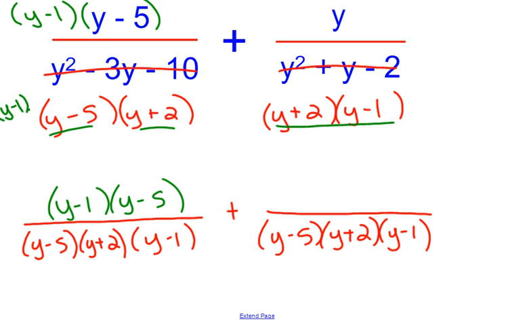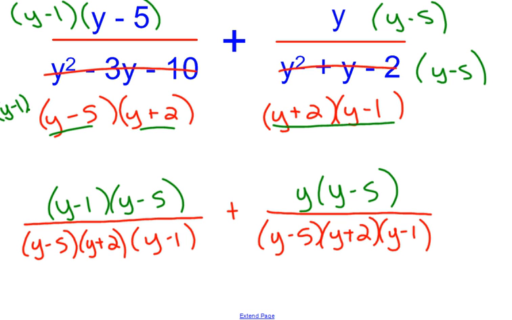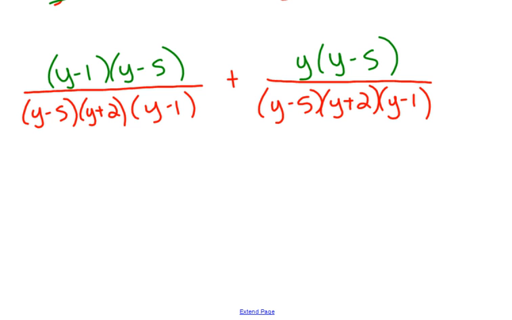From this denominator to the bottom one, everything's the same except the y minus 5. So that means I would multiply the top and bottom by y minus 5. So I have y times y minus 5 in my numerator. So take a look at that for a second and see if you can see where I got each of what I multiplied by. I was just seeing what changed from one denominator to the next. Once I've done this, now I have a common denominator.